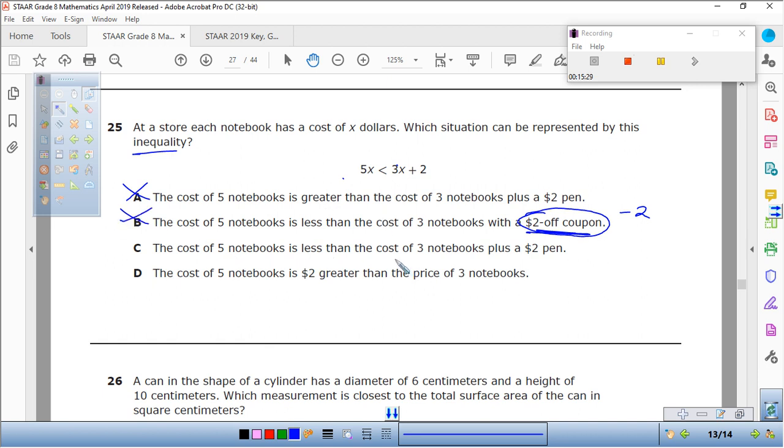5 notebooks is less, I like that, than 3 notebooks plus a $2 pen. What do you think? That one looks good? I think that was goodish. Let's see this one. This is $5 is, no. Is that right or wrong?